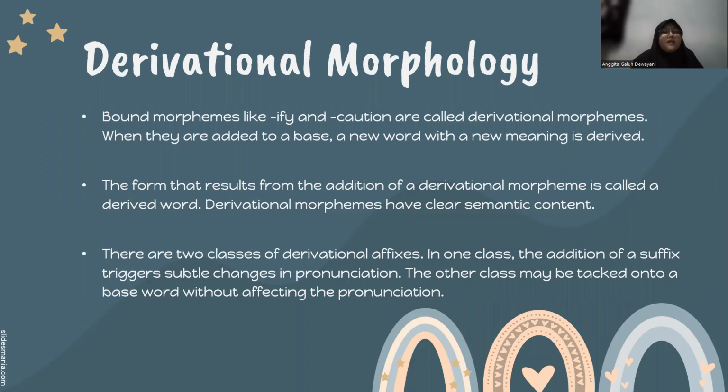Derivational morphology. Bound morphemes like ify and cation are called derivational morphemes. When they are added to a base, a new word with a new meaning is derived. The form that results from the addition of a derivational morpheme is called a derivative word. Derivational morphemes have a clear semantic content. There are two classes of derivational affixes. In one class, the addition of a suffix triggers a subtle change in pronunciation. The other class may be tacked onto a base word without affecting the pronunciation.